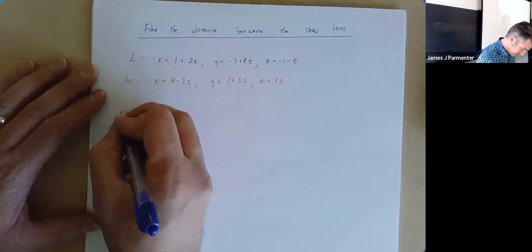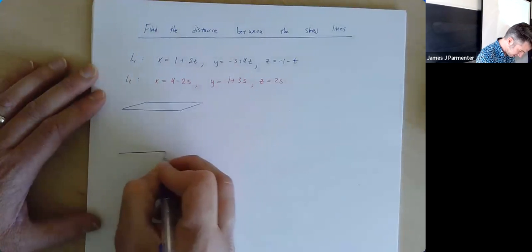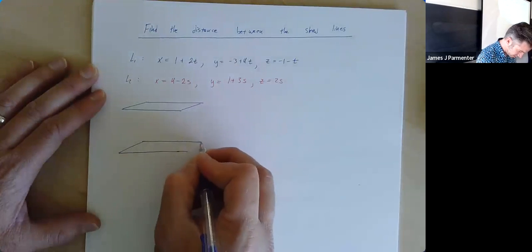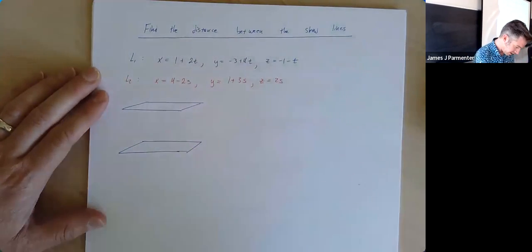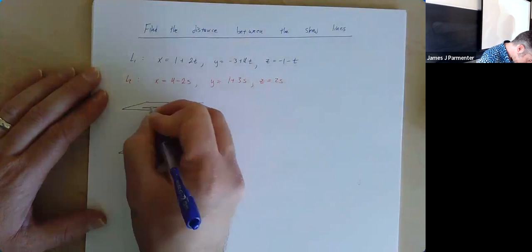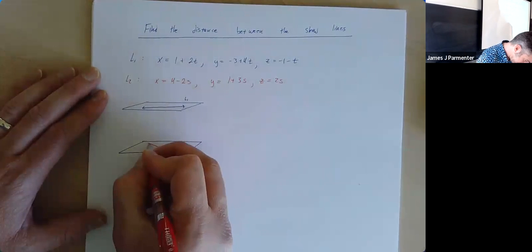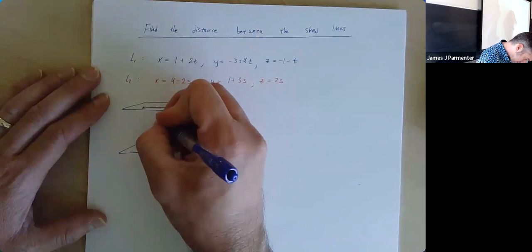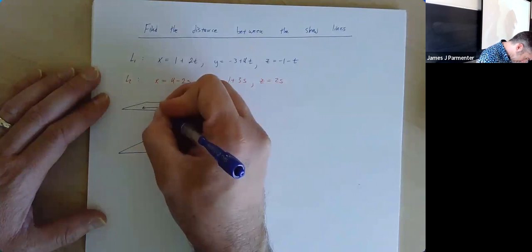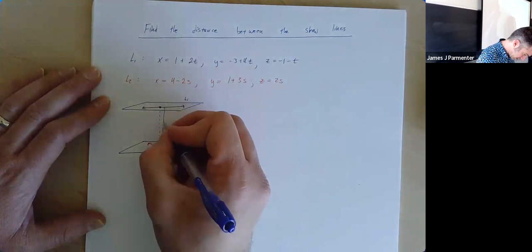Here's what I'm thinking. I've got two planes in which these skew lines live, and those planes are parallel to each other. There has to be, right? Two lines are skew. There's got to be a plane that contains each line that is parallel to the plane that contains the other line. So here's maybe L1 in this plane here. And here's maybe L2 in this plane here. And there's some point on both of those lines where we're going to find the distance between those two points.